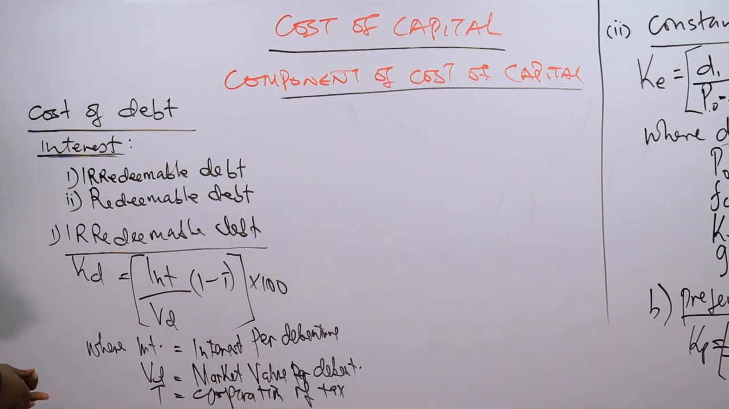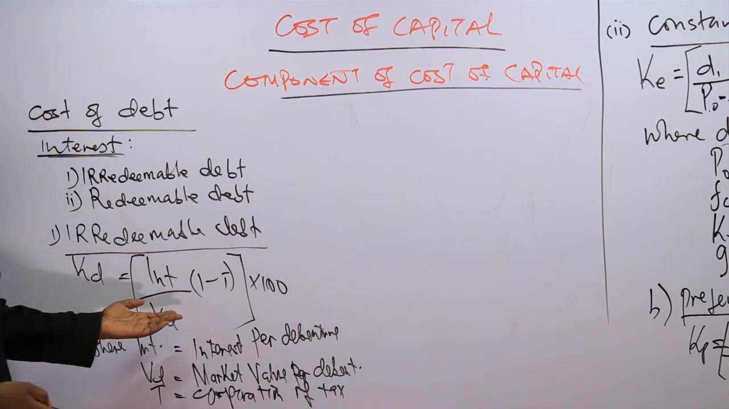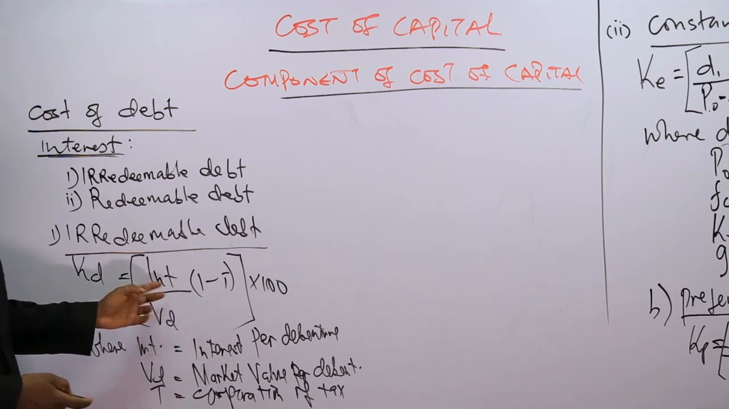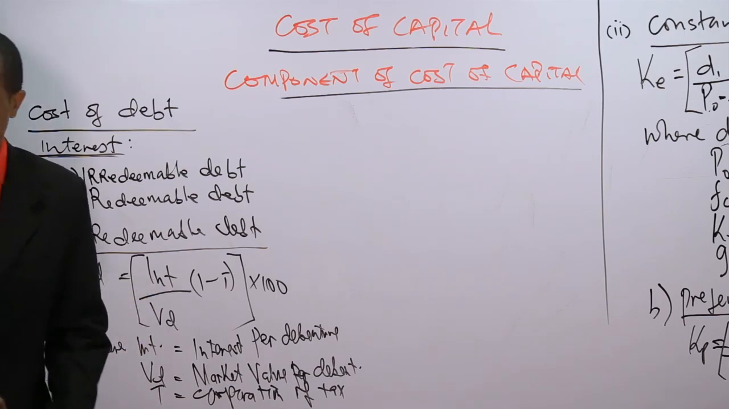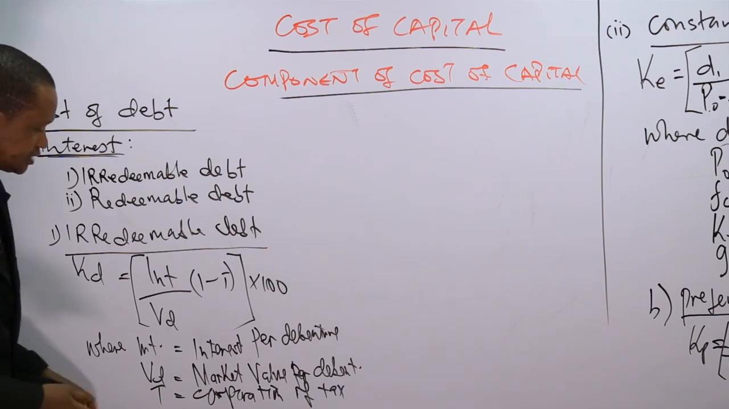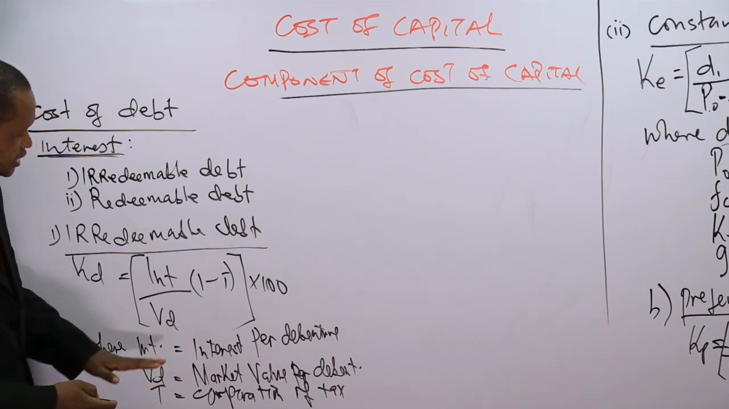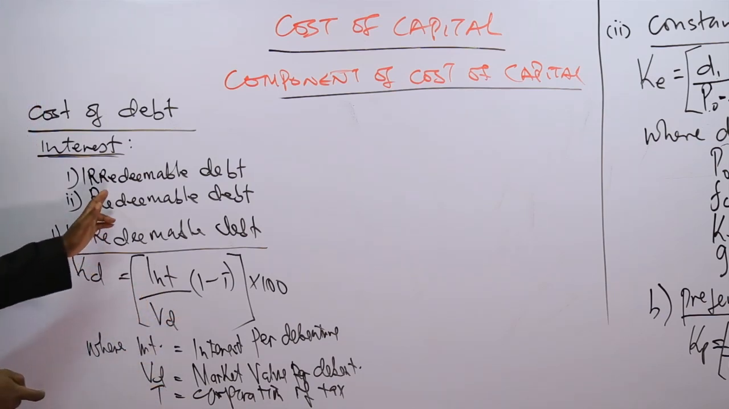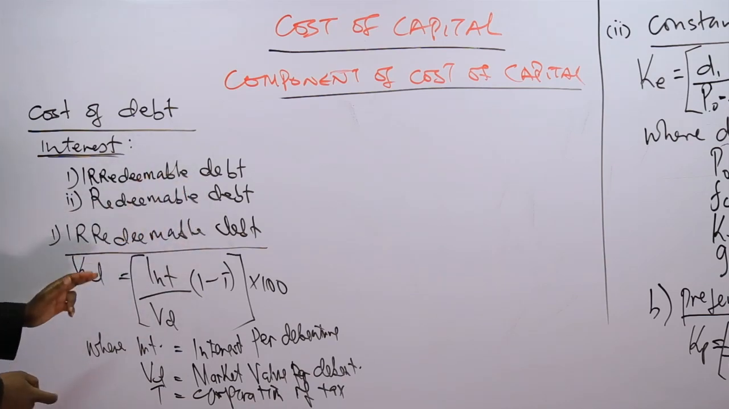Remember, tax is exempt. We are talking about interest here. The debentures pay interest, which is an allowable expense for taxation purposes. So that is the formula for irredeemable debt or perpetual debt.